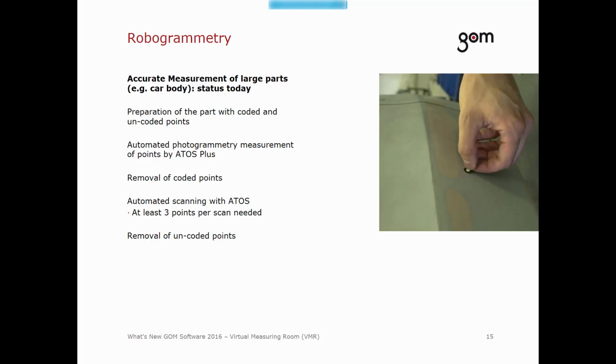Then, an ATOS measurement series is required, which can be created automatically with the software. Each scan must at least capture 3 points to guarantee a high transformation stability. At the end, all of the uncoded points have to be removed. This procedure has multiple benefits. It offers very high precision and control of the process, and the results can be repeated easily. But the very long setup and preparation time is a drawback. So we were looking for alternatives.